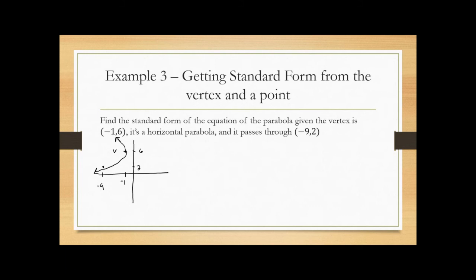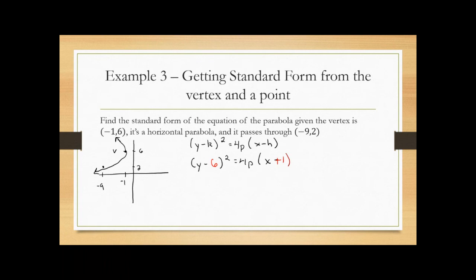So we're going to go to our equation for a horizontal parabola. So that's going to be (y minus k) squared equals 4 times p times (x minus h). So I'm given the vertex, so I can plug in my h and my k. So y minus k, k is the y value of the vertex, so that's going to be 6. Close parenthesis squared equals 4 times p, then x minus h, and h is the x value of the vertex, which is -1, so that's going to turn into x plus 1 because we're subtracting a negative.